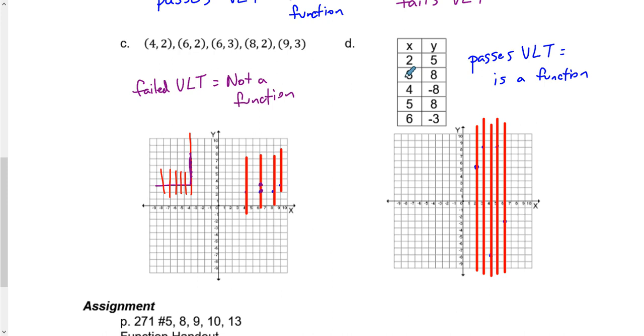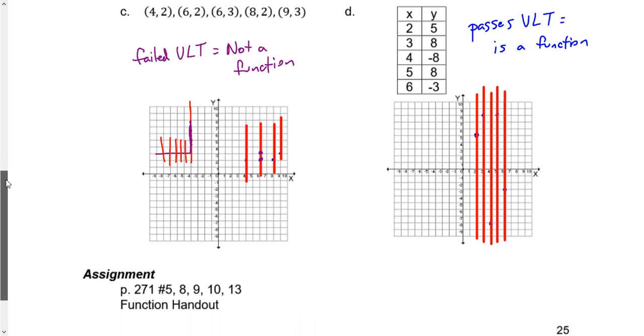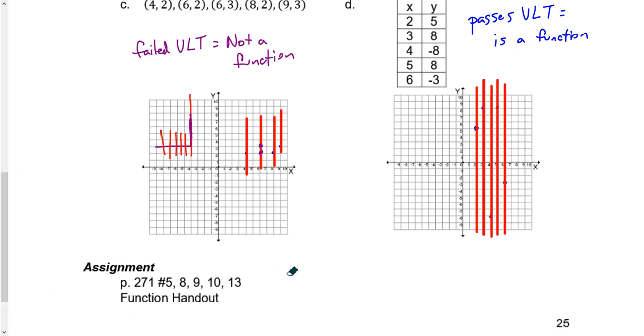If the 3 went to 8 and there was another 3 that went to -8, then yeah, that's not going to be a function. But that's not what the question says. It says 3 goes to 8 and 4 goes to -8. Hopefully that works. And it's just kind of identifying those functions. You can rock and roll and have some fun.